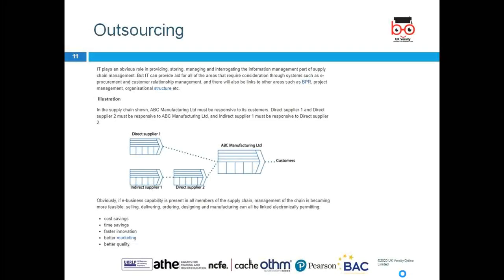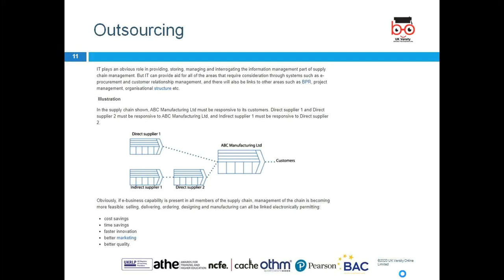So we always need to look around. Then, when we outsource something, IT can play a huge role. This is one of the cases shown in the supply chain. ABC manufacturing must be responsible to its customer, the direct supplier to ABC manufacturing, and the indirect supplier must be responsive to the direct supplier. So we need to think about how we can structure our supply.